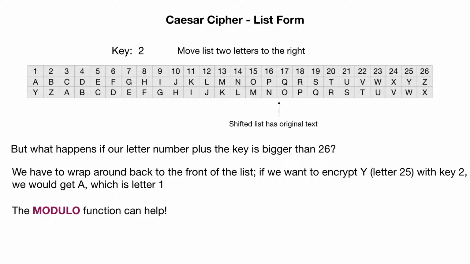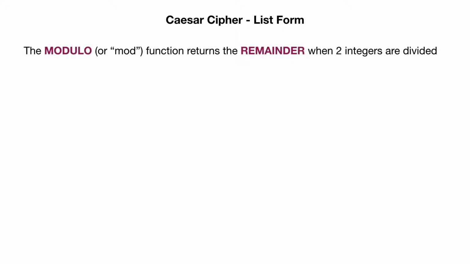So what is that modulo function? Well, the modulo function, sometimes called the mod function, can be thought of as the remainder when you have two positive integers involved with mod. So what in the world does that mean? So let's look at some examples. If I take 6 mod 3, I'm going to get 0.